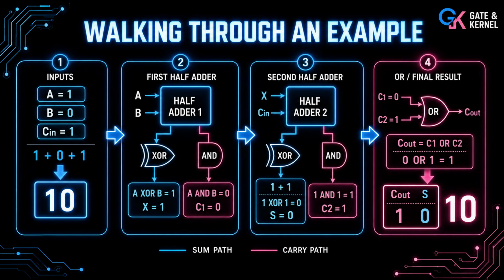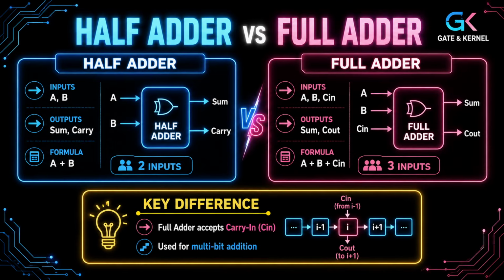Now the second half adder adds X and Cin. 1 plus 1 equals binary 10. The sum is 1 XOR 1, which equals 0. And C2 is 1 AND 1, which equals 1. Finally, the OR gate combines C1 and C2. 0 OR 1 equals 1. So carryout is 1, and sum is 0. The final result is binary 10. Exactly what we expected.